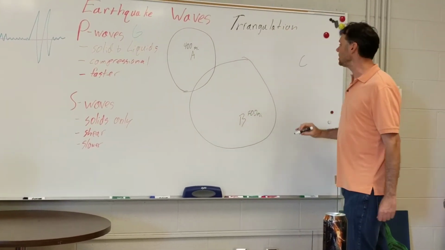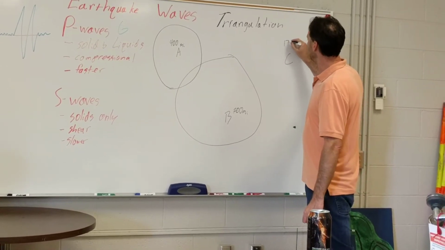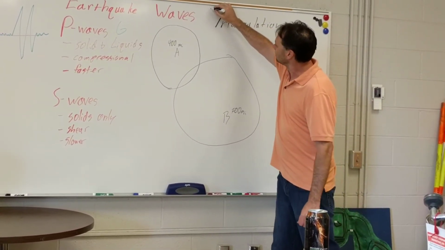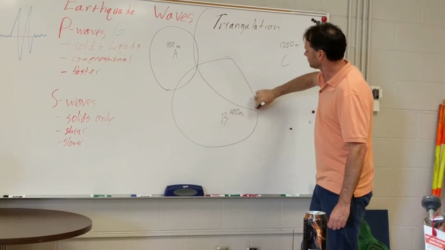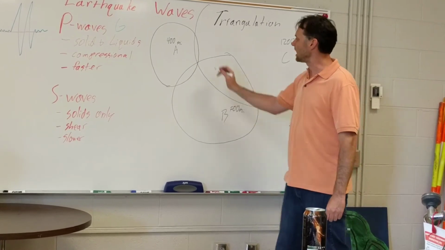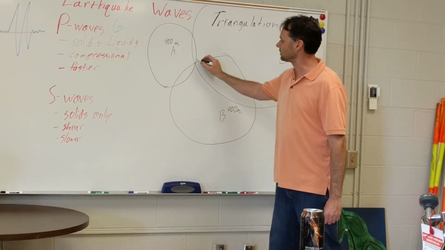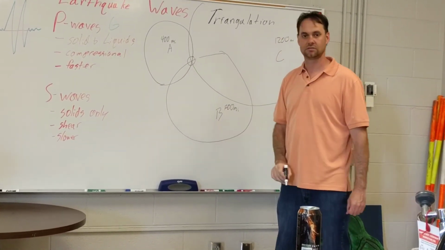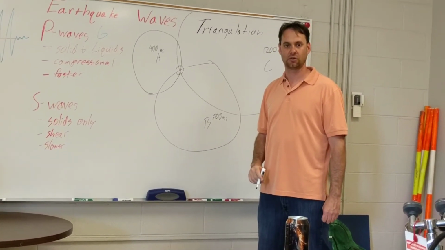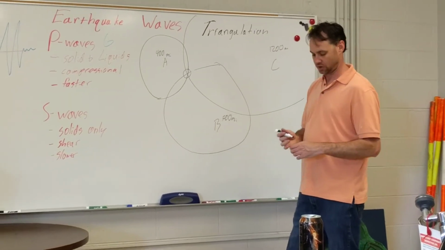Same thing we do with C and find that it is 1,200 miles away. Draw another circle. Anywhere on that circle could be our earthquake, but now that we have 3 circles all intersecting in one spot, we now know that this is the location of our earthquake. So this is the process we're going to go through.